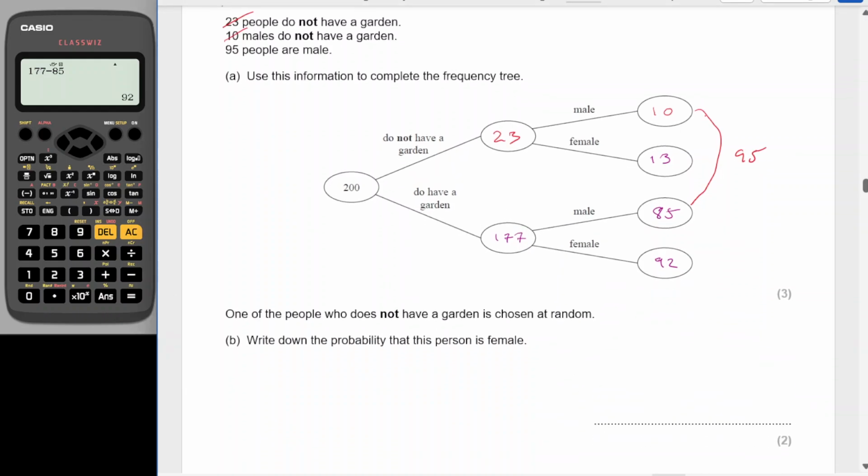One of the people who does not have a garden is chosen at random. So does not have a garden, that means my denominator is 23. Write down the probability that the person is female, so 13 out of 23.